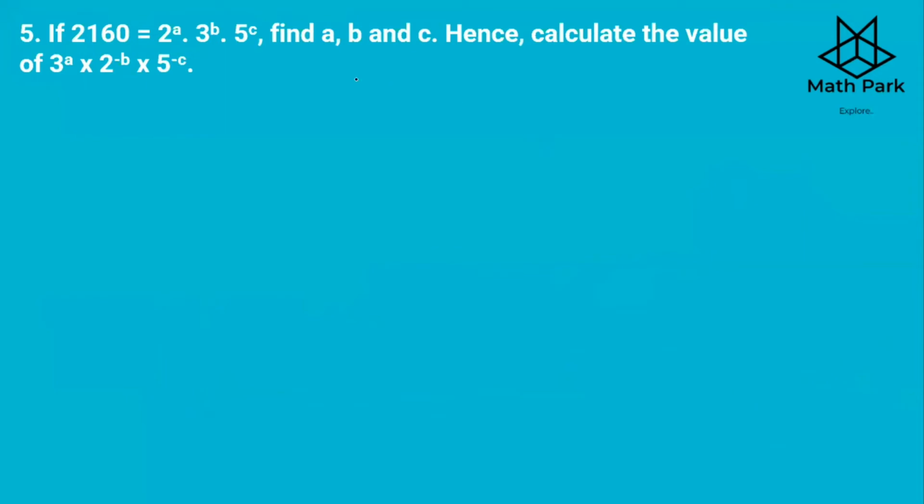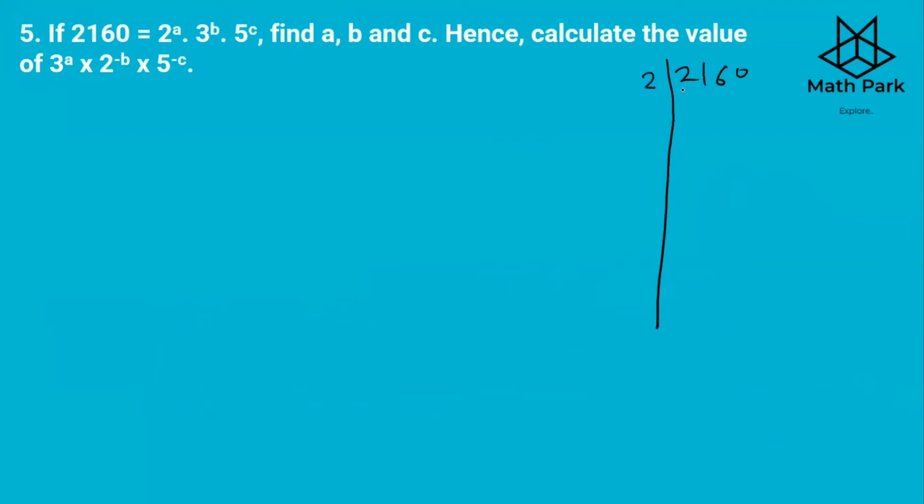2160 is equal to 2 raised to a into 3 raised to b into 5 raised to c. Find a, b and c. Hence, calculate the value of 3 raised to a into 2 raised to minus b into 5 raised to minus c. Okay, now in this question, we will express this as the product of primes. So we find the prime factorization of 2160.